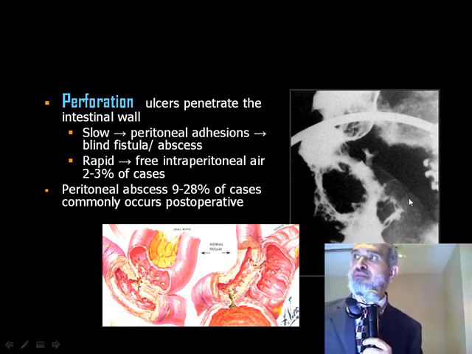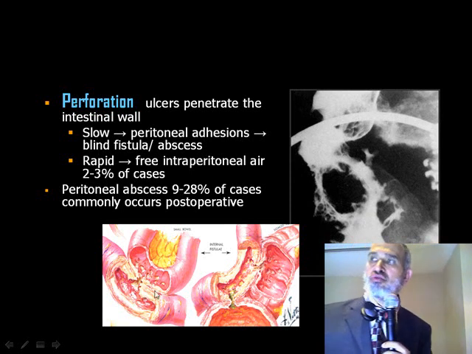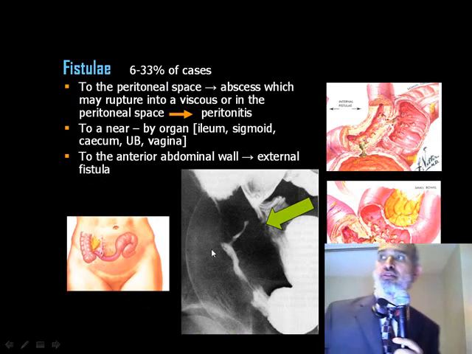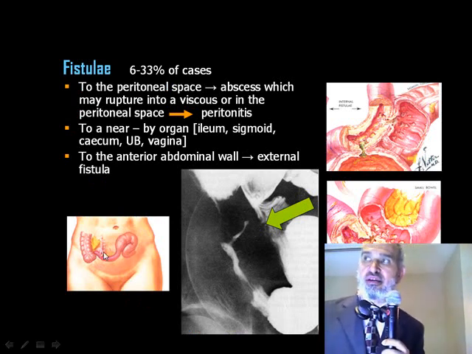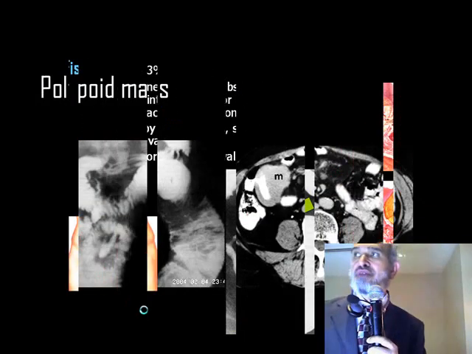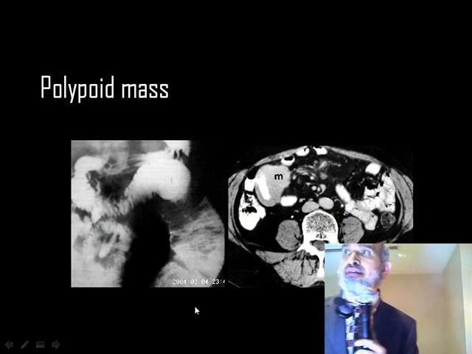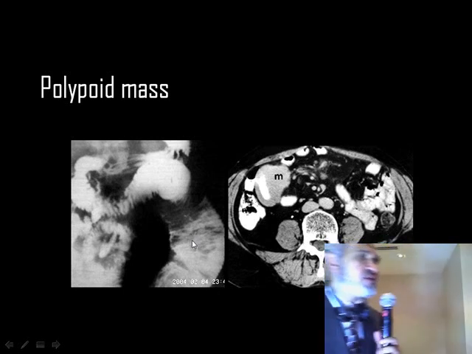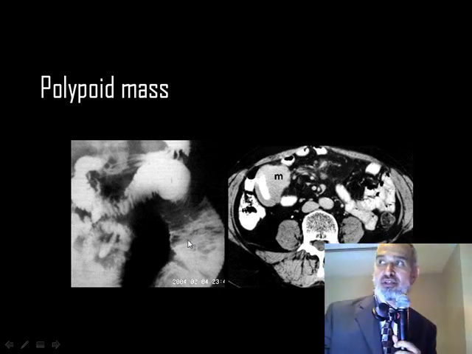You can see multiple loops are connected to each other through fistulous communications. Also, Crohn's disease may perforate through the skin to form a cutaneous fistula, and this is also one of the manifestations. Sometimes you may see a filling defect inside the small bowel, and this is a relatively uncommon situation.